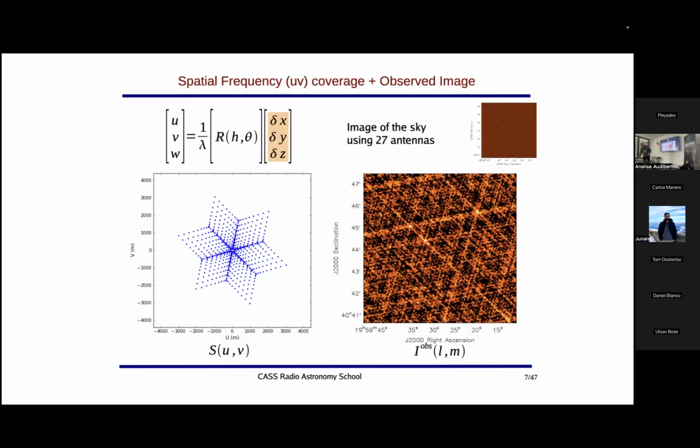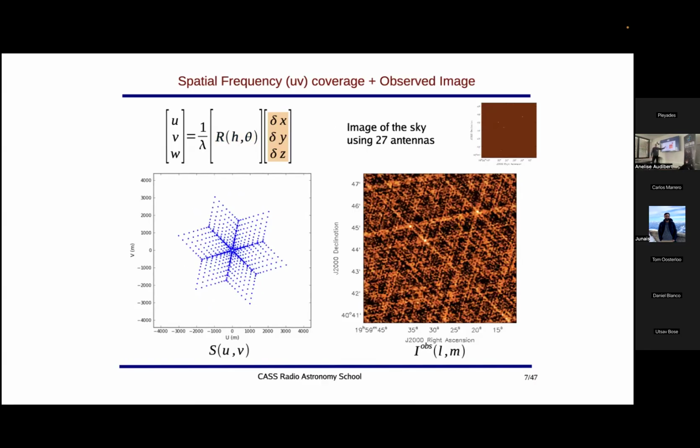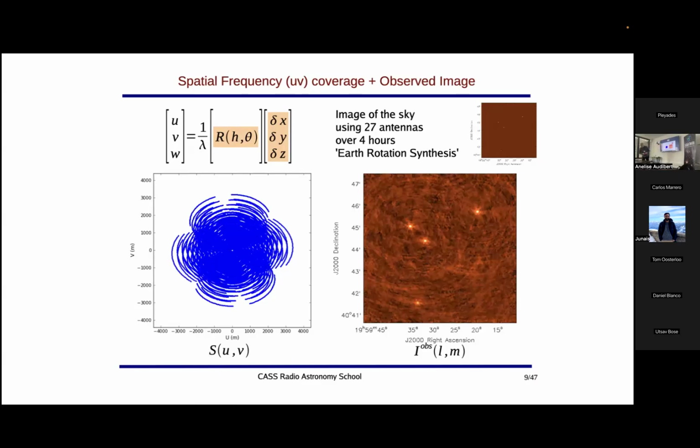So this is 27 antennas. Now we observe for 2 hours, and due to the rotation, this pattern that we had before is rotating, filling up the UV plane and showing an improvement. And you start to see the sources. This is 2 hours. This is 4 hours. Now this looks like an image. And this is the image, simple, but you can see all these artifacts, all these stripes and circles are due to the fact that we have a bad telescope.